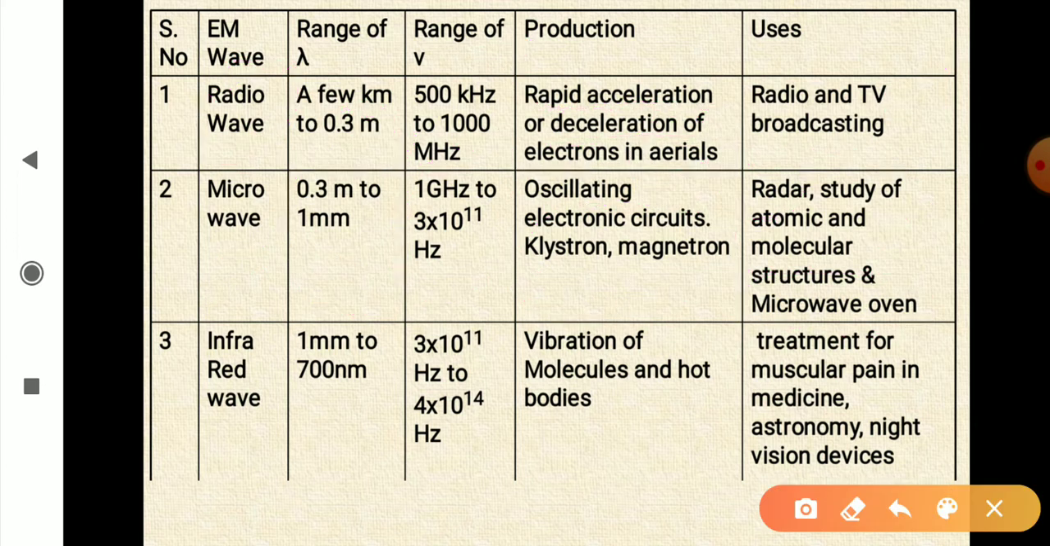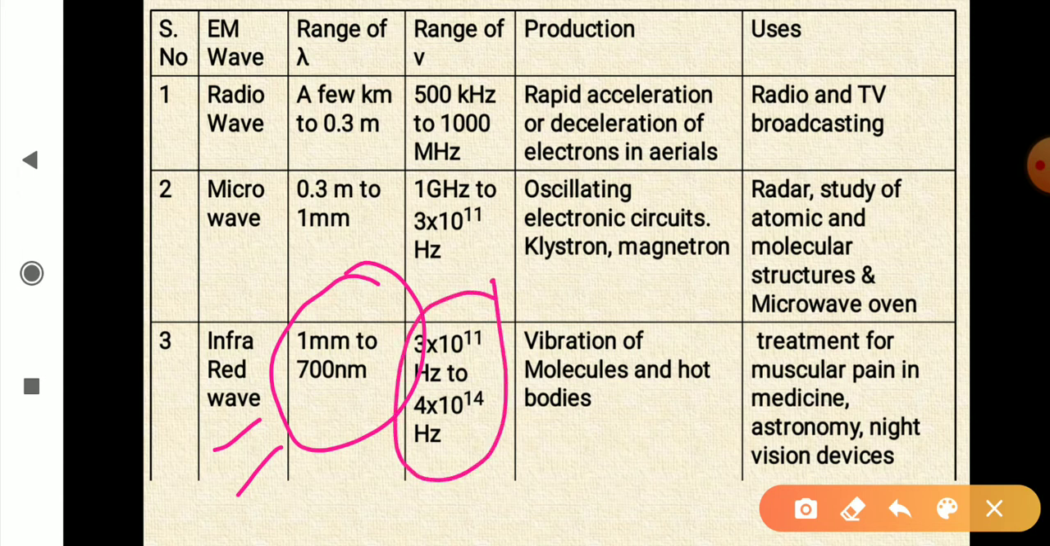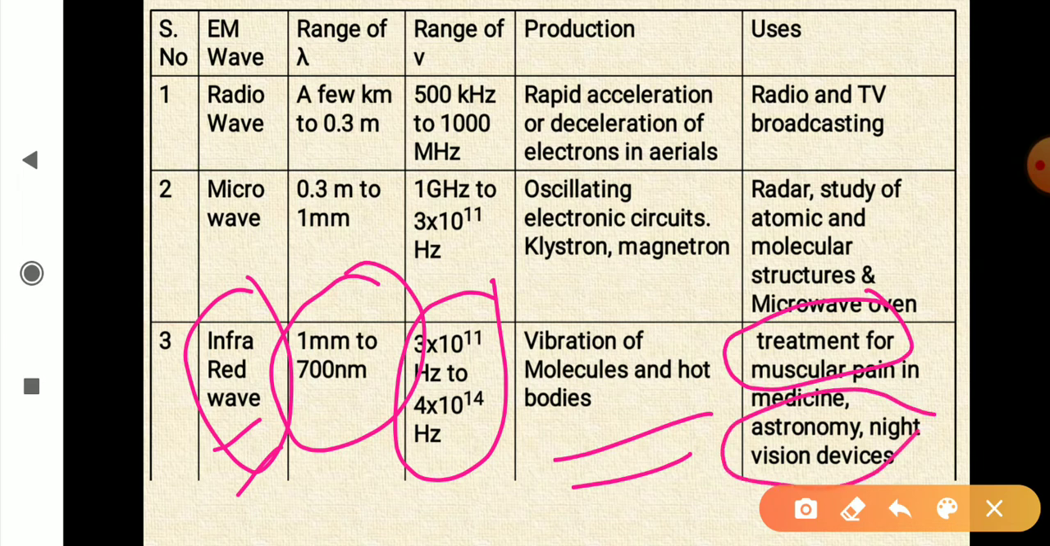Then comes infrared waves. Now infrared waves vary from 1 millimeter to 700 nanometer. The frequency range is 3 into 10 raised to the power 11 hertz up to 4 into 10 to the power 14 hertz. They are produced by vibration of molecules and hot bodies. See, infrared waves are the waves which give us the feeling of warmth or heat. So they are used in treatment of muscular pain, medical use. They are used in night vision devices.